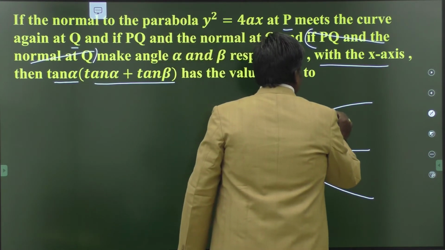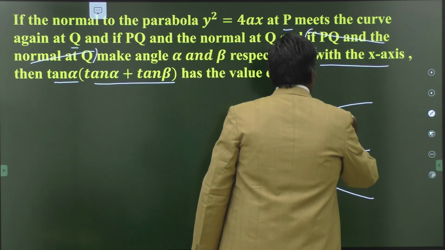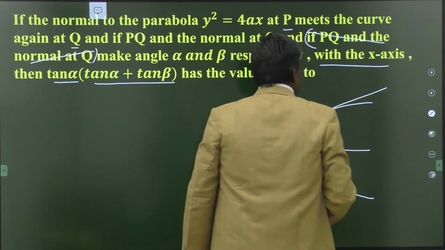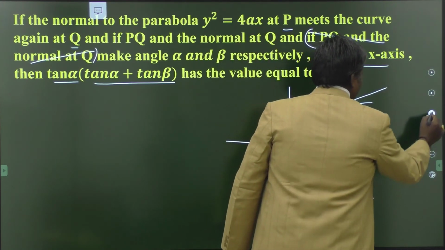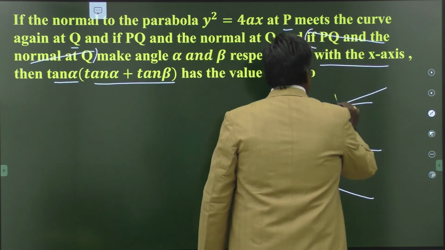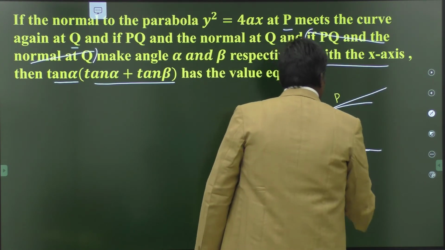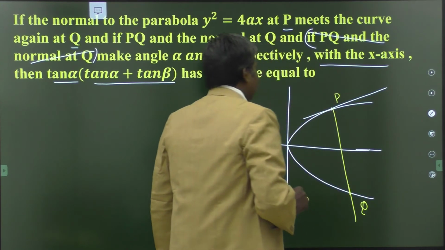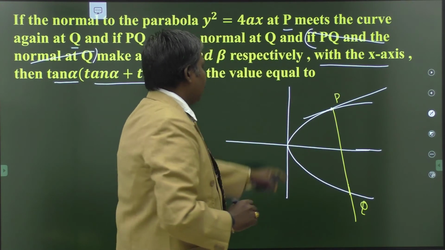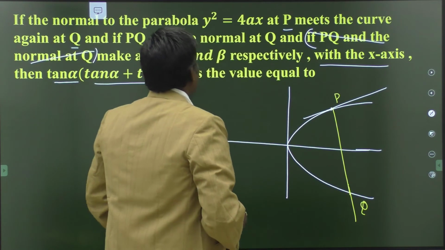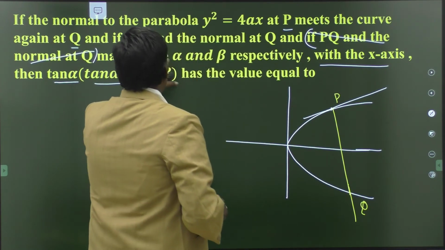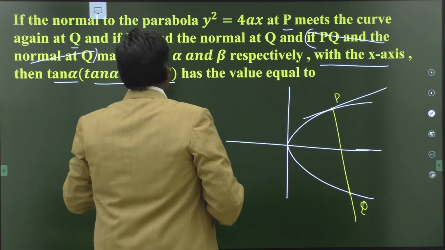This is my point P. You can draw the tangent at this point and we can draw the normal at P to the parabola. This is the normal at P to the parabola. This is my point Q. It intersects again at the point Q. Okay, PQ is a normal chord.